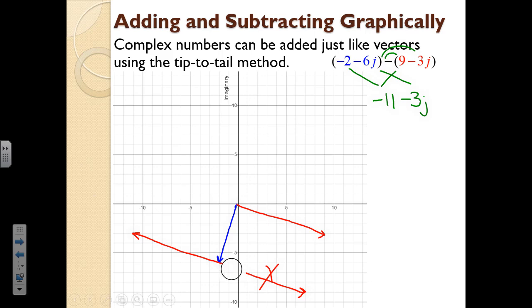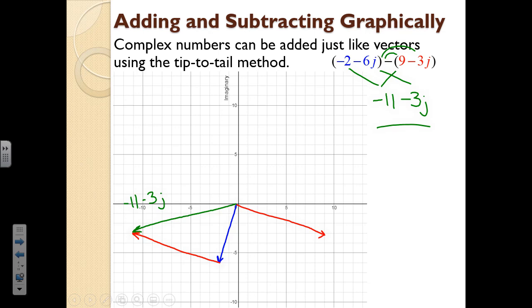And so this vector disappears, and our resultant then is the blue vector minus the red one, or plus the opposite of the red one, and that's our resultant vector right there. And if you take the location of the tip of that vector, it's at negative 11 and negative 3 in the imaginary direction. So negative 11 minus 3j, which is again exactly what we were expecting. Okay, that stuff is pretty easy.